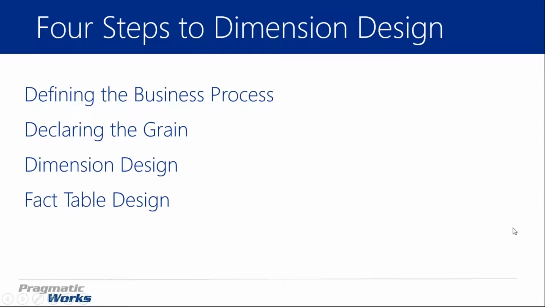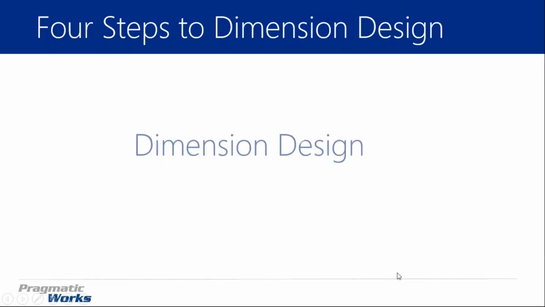The fundamental four steps to dimensional design are defining the business process, declaring the grain, dimension design, and then fact table design. Obviously in one hour we don't have time to review all of those, but we do in the new class that we just released. Today we're going to focus on dimension design specifically: how do we design those dimensions, what is the architecture of those dimensions, and so forth.